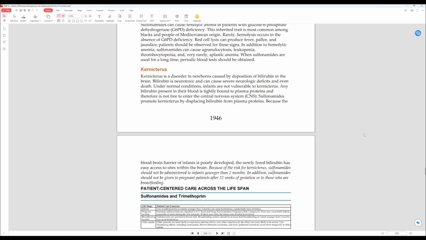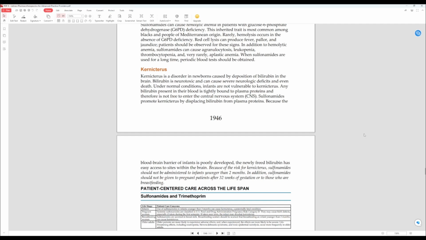Kernicterus is a disorder in newborns caused by the deposition of bilirubin in the brain. Bilirubin is neurotoxic and can cause severe neurologic deficits and even death. Under normal conditions, infants are not vulnerable to kernicterus.